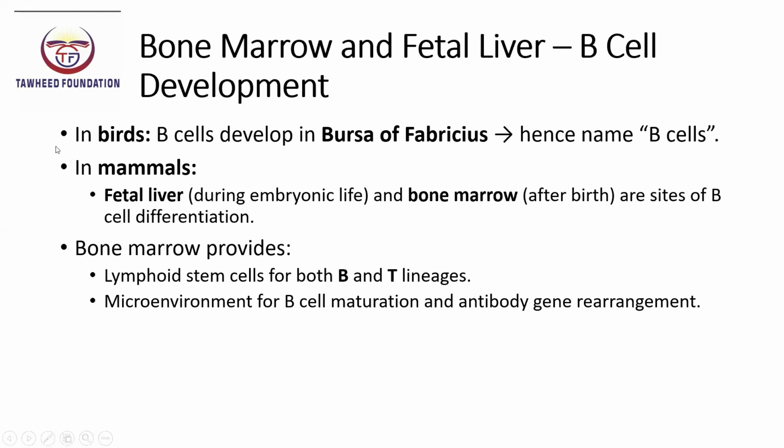So in birds, B cells develop in the bursa of Fabricius, hence they are named B cells. In mammals, the fetal liver, that is during embryonic life, and bone marrow, which is after birth, are sites for B cell differentiation. Bone marrow provides lymphoid stem cells for both B and T lineages, a microenvironment for B cell maturation, and antibody gene rearrangement.